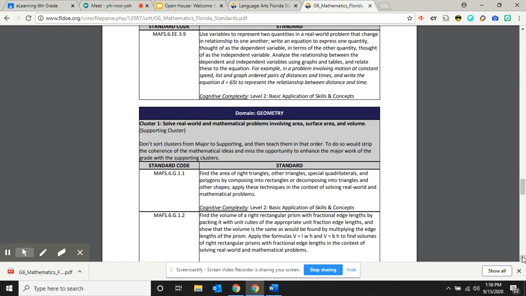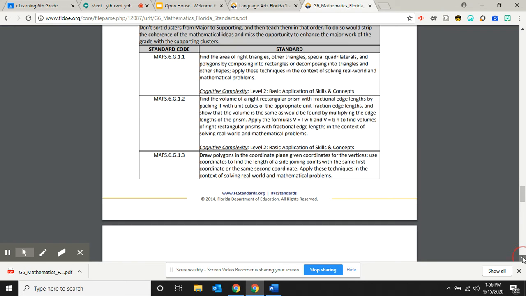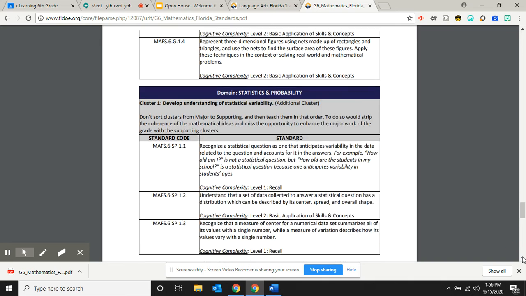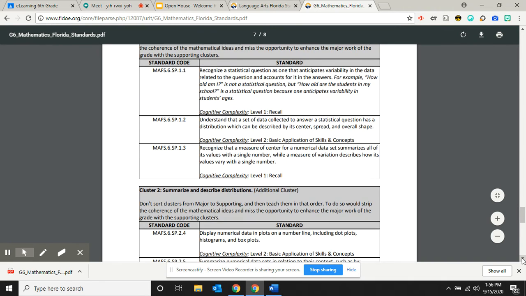And then there's the geometry domain. So the area of right angles, triangles, quadrilaterals, and polygons. And we also have statistics and probability this year.